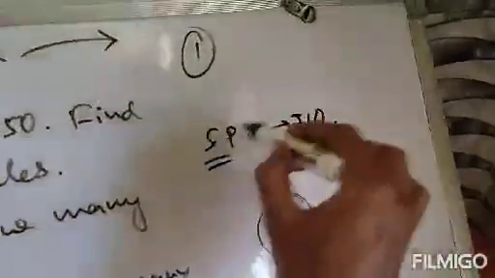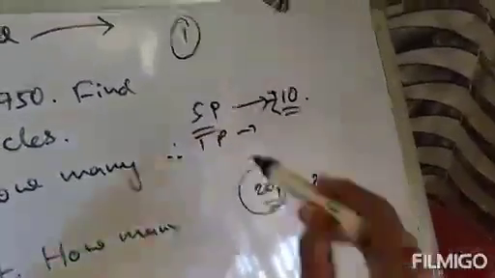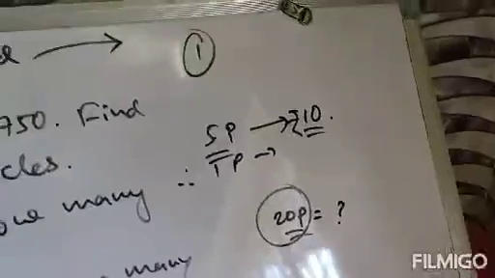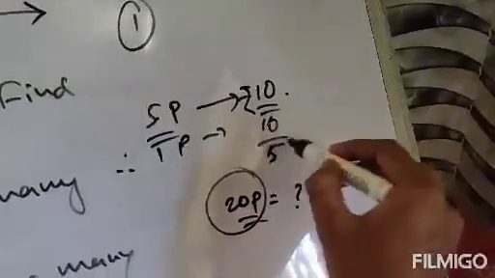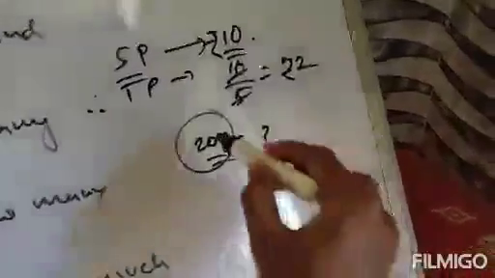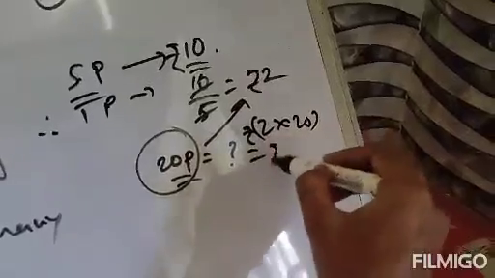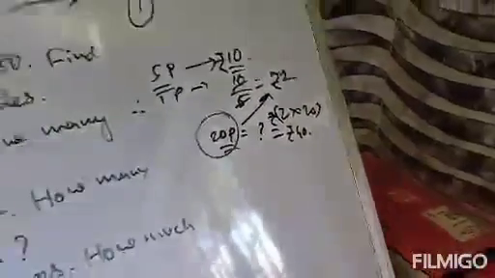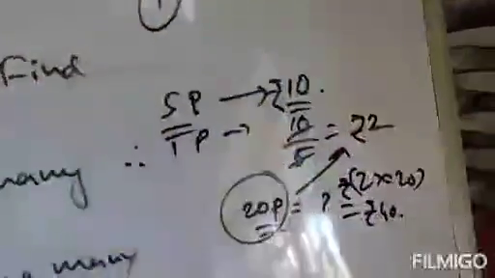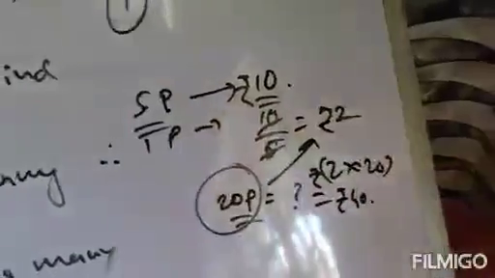Clear? So the cost of 5 pens is rupees 10, so what is the cost of 1 pen? If 5 pens cost rupees 10, the cost of 1 pen will be lower than rupees 10. That means we divide 10 by 5, that is rupees 2. So the cost of 1 pen is rupees 2.